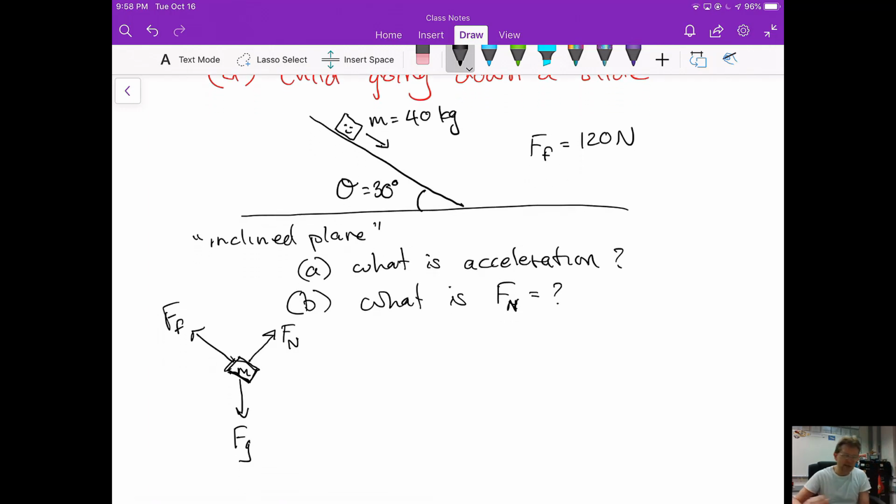Is there anything else touching the child that could exert a force on it? No. The only thing touching the child is a surface. And the only thing a surface can exert on something is a normal force and a frictional force. Okay, so these are all the forces. This is our free body diagram.